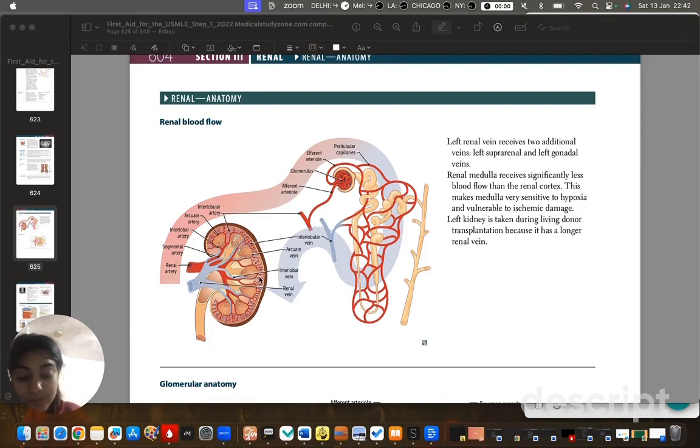Then remember, you're going to tell me what the rest is. Yep, this is the arcuate vein. Coming back outside between the lobes is the interlobar vein. Then you have the segmental. No, there's no segmental vein here. It just goes immediately into the renal vein. There's no segmental vein. Haha.